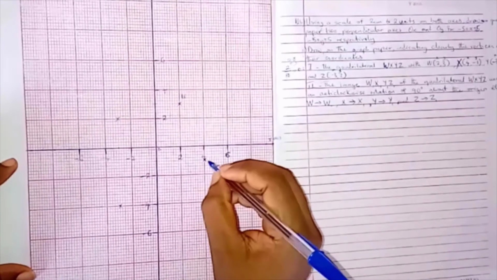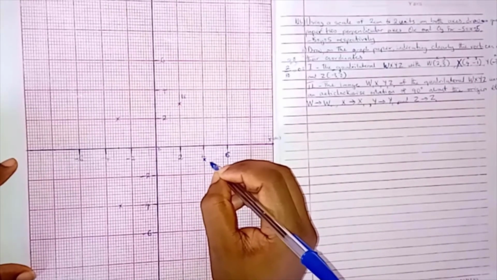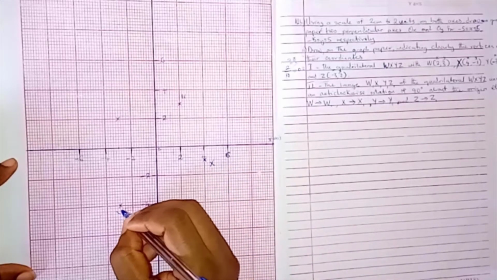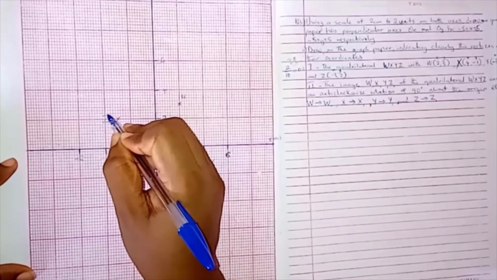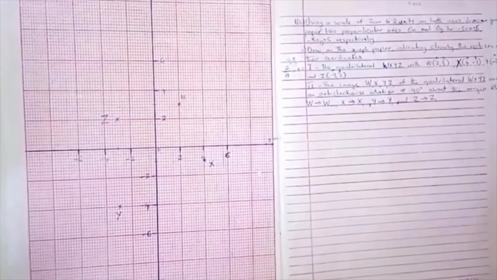So this point here is X. Let's just label it as X here. This point here is Y, so we just write Y here. And this point here is Z, and you put Z. In your notebook, you're using a pencil, so you also put Z.